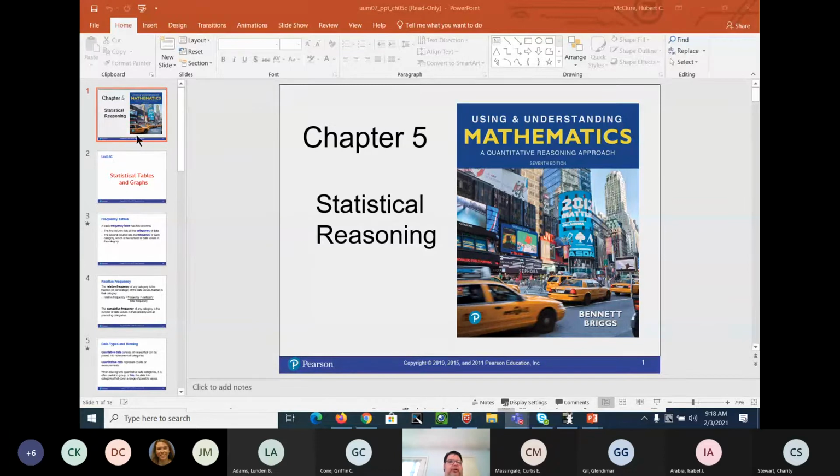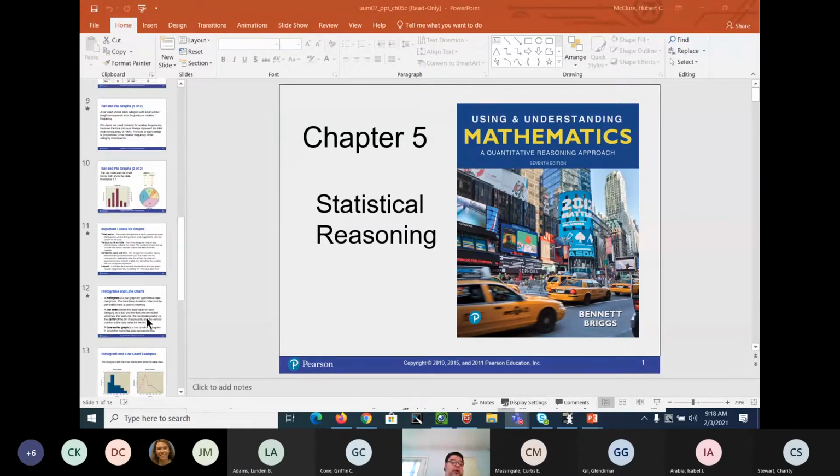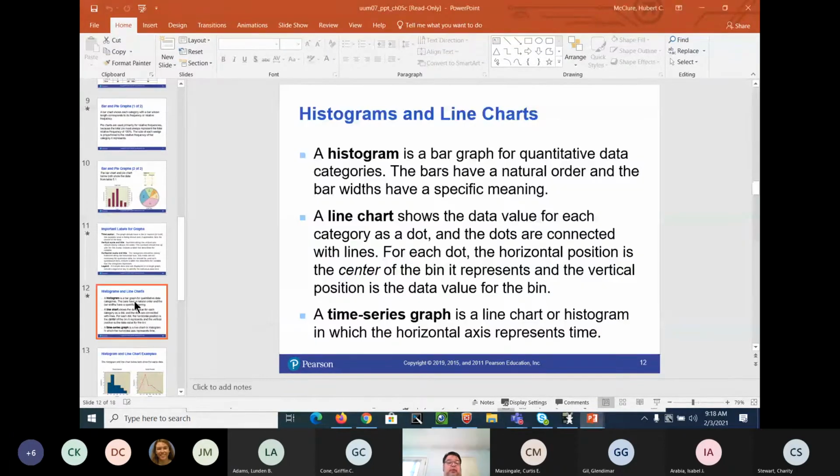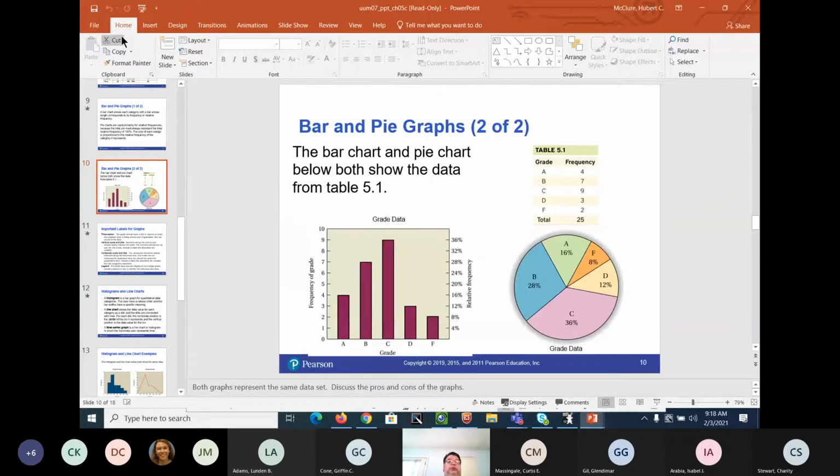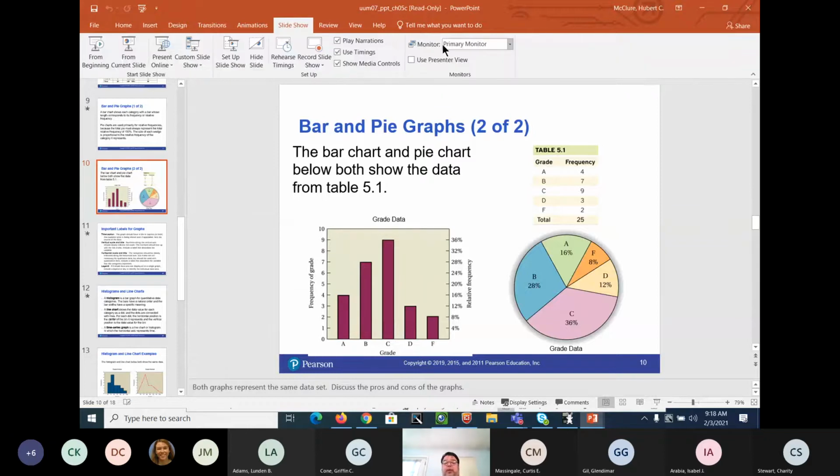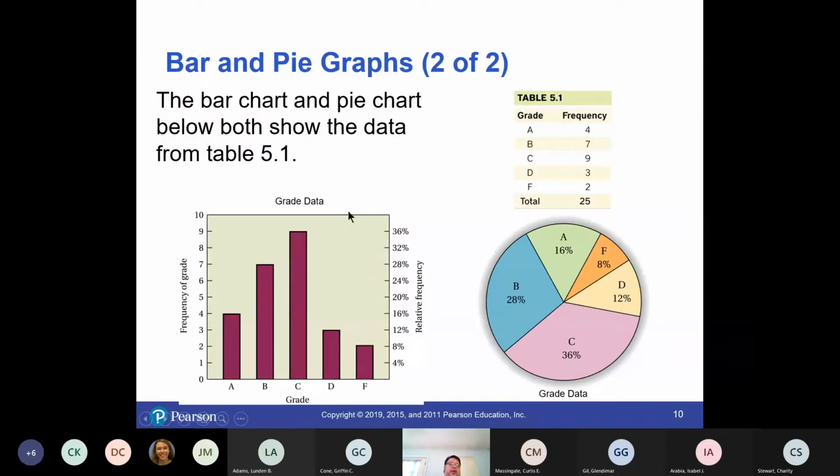All right. So anyway, statistical reasoning, and let's see, slide 12. Let me go back here, slideshow, from current slide. Now, as I told you before, these are SAT questions, and I'll tell you what the questions will ask you.